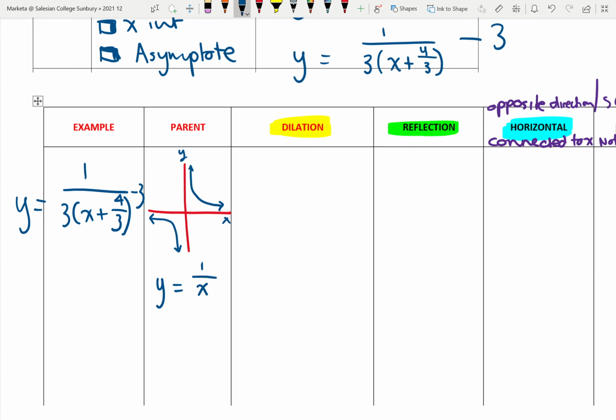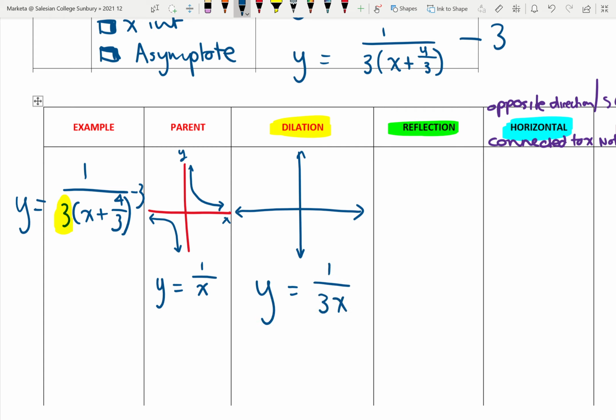So just like I did for the parabolas, I'm going to color code all the different transformations that we apply as we draw this graph. So starting with yellow, the dilation, and dilation is something that we multiply by. So in this case there's a 3 and it's in the denominator, and that's okay, we still can show it. So it's going to be y equals 1 over 3x.